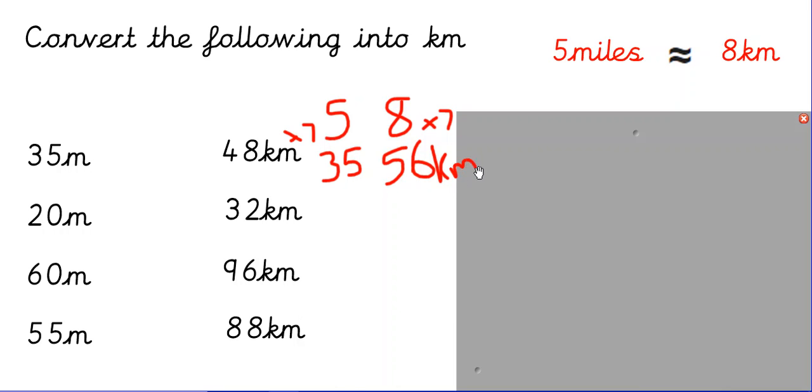Okay, let's have a look at the second one then. So you've got 20 miles. What do you do to 5 to get 20? Multiply it by 4. So you would do the same to your 8. So you'd do 8 times 4, which is 32.